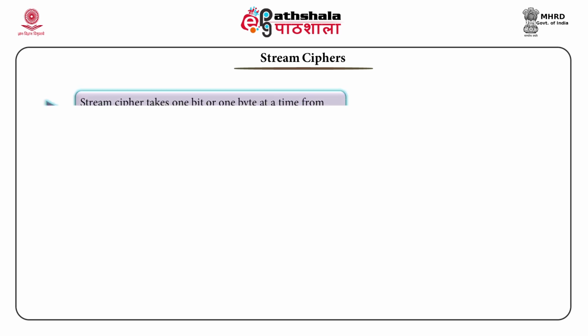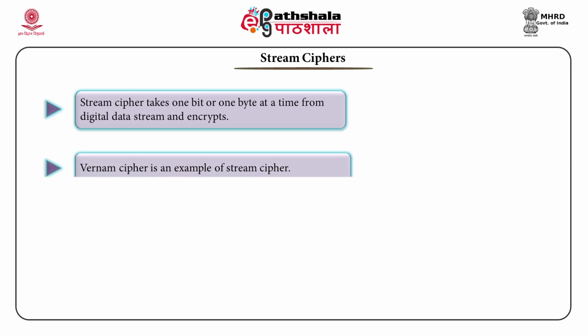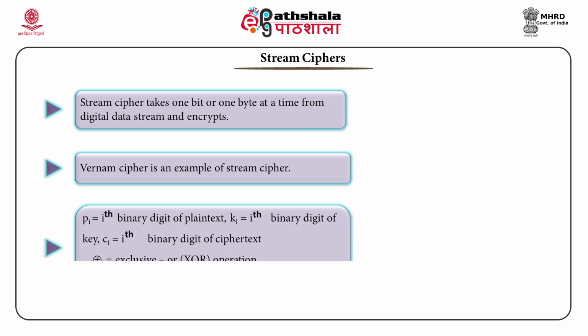Stream ciphers take one bit or one byte at a time from a digital data stream and encrypt it. For example, we saw the Vernam cipher in the previous module. What did it do? It took one bit out of the plain text, one bit out of the key, and generated a ciphertext. So, Ci equals Pi exclusive OR with Ki.